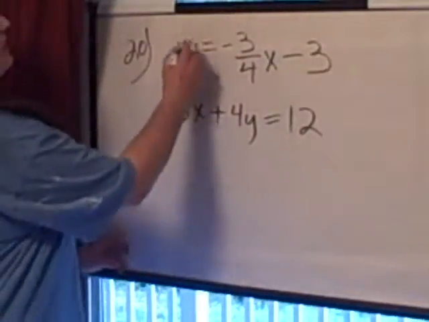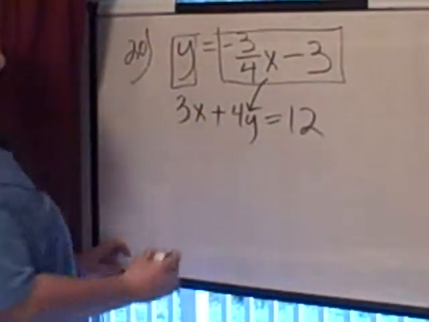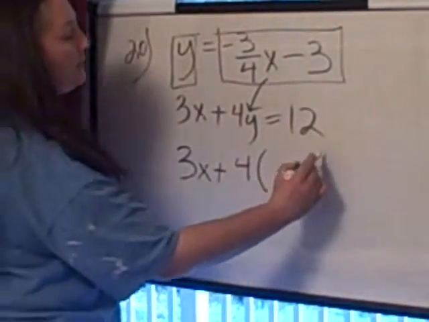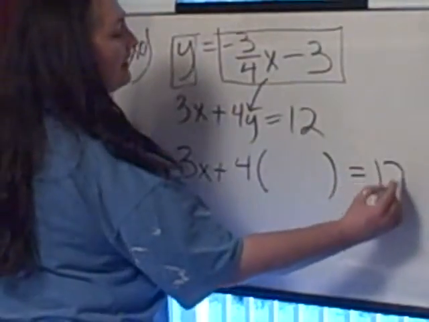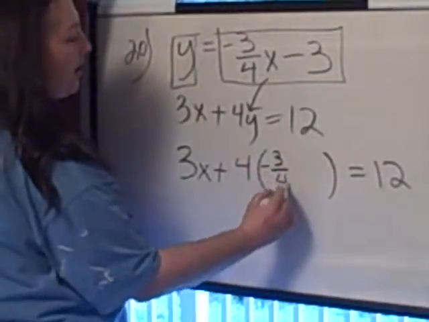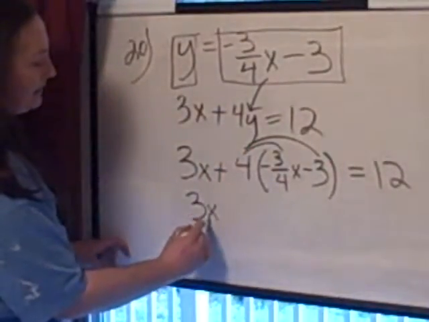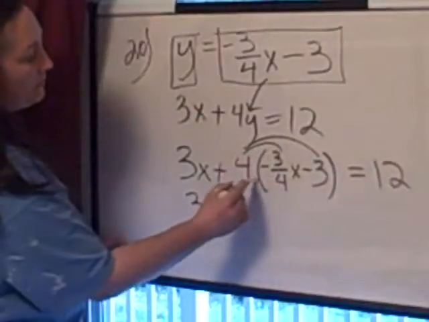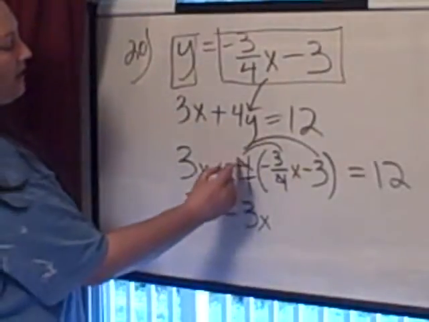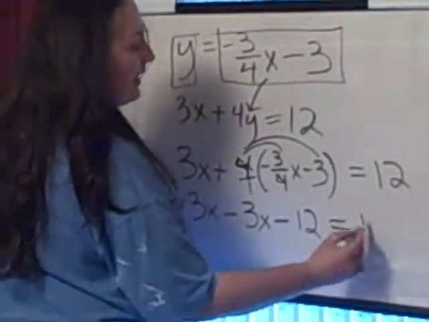Since my first equation is isolating y, I'm going to take what y is equal to and substitute it into the second equation. Doing so, I have 3x plus 4 times what y is equal to, and that's equal to 12. I now take this expression from the first equation and substitute it into where y is in the second equation, and then distribute. I have 3x, 4 times negative 3 over 4. I put the 4 over 1 and the 4 cancels the 4 there to get negative 3x. And then I also have to multiply this 4 times the negative 3 to get negative 12. And that equals negative 12.